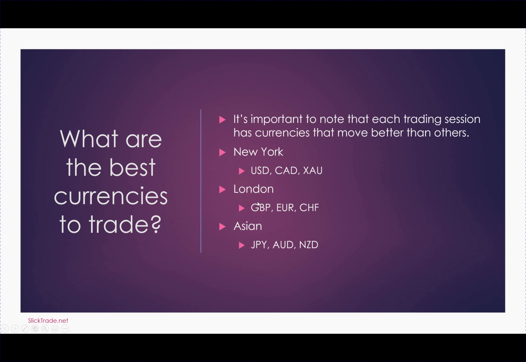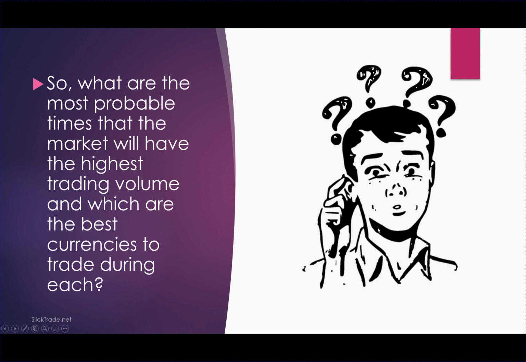For London, it's the GBP, Euro, and CHF. Again, variations that include each of these currencies, okay? And the Asian session is JPY, AUD, and NZD. So what are the most probable times that the market will have the highest trading volume, and which are the best currencies to trade during each of those times?